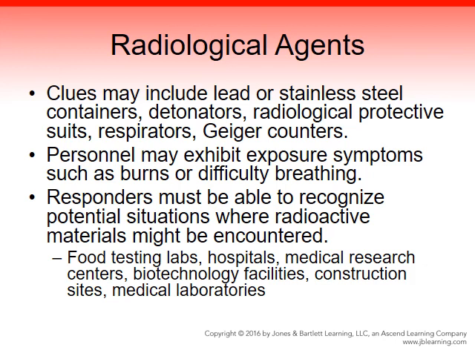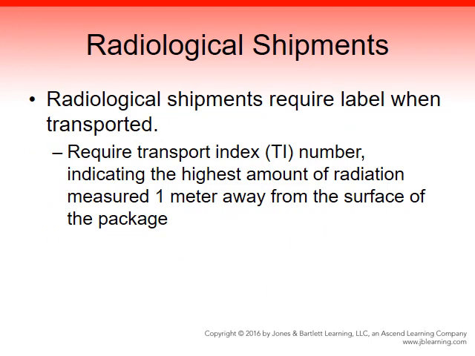Responders must be able to recognize potential situations where radioactive material might be encountered, such as food testing labs, hospitals, medical research centers, biotech facilities, construction sites, and medical laboratories. Radiological shipments require labels when being transported. They require a transport index, or a TI number, indicating the highest amount of radiation measured 1 meter away from the surface of the package.